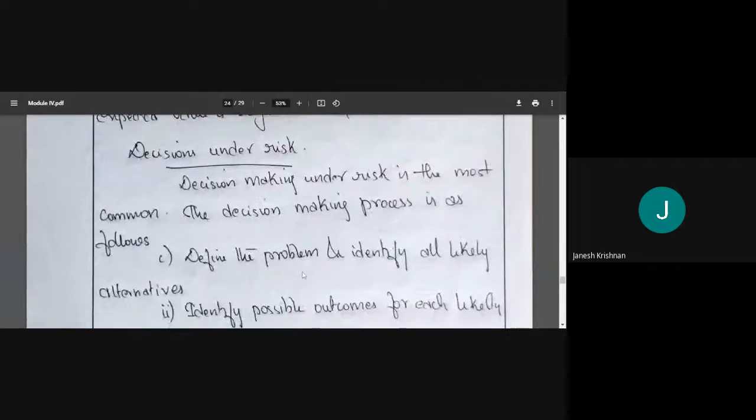Now decision under risk. Okay. In the first case, we know what is going to happen. In the second case, we don't know what is going to happen. But here, we know whatever we are doing under risk, there is a risk factor involved. Decision making under risk is the most common. Right?